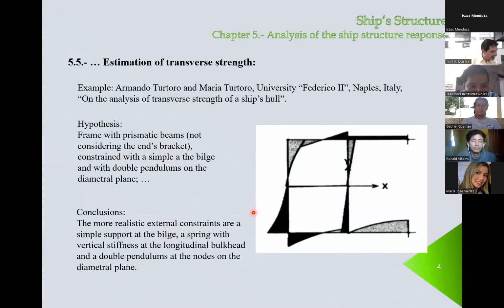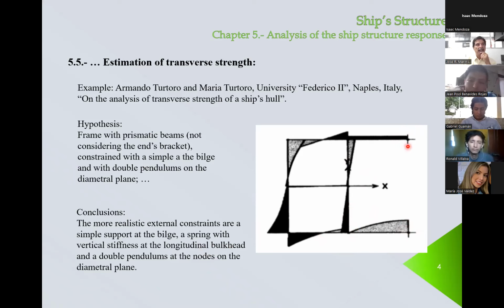A spring with vertical stiffness at the longitudinal bulkhead. Here. So instead of this, include just one spring. Okay? And double pendulums at the nodes on the diametral plane. Here and here.